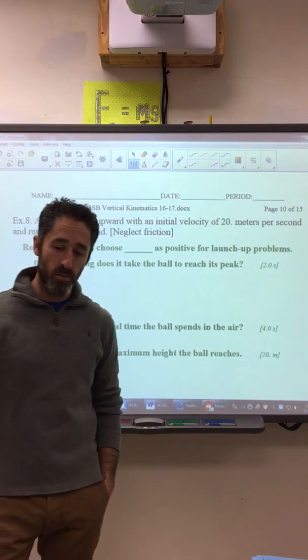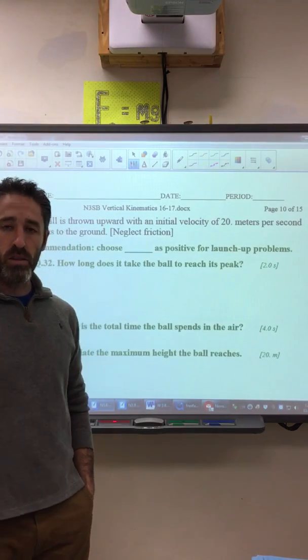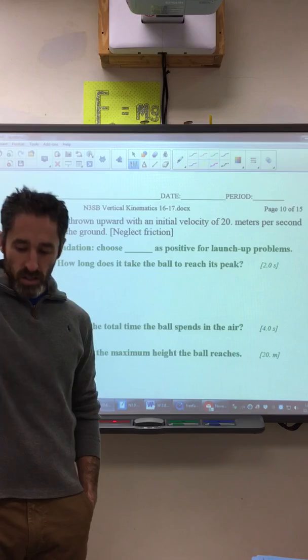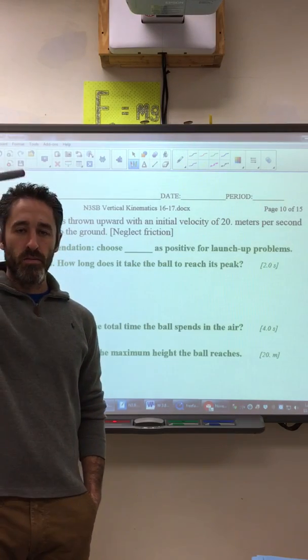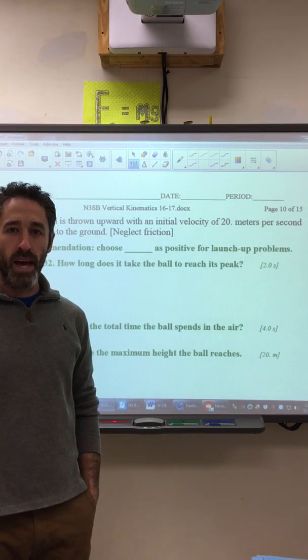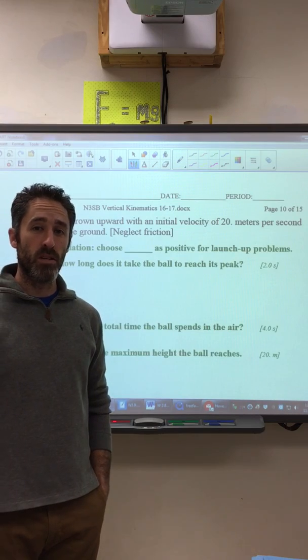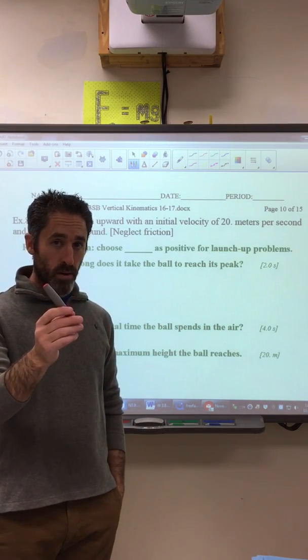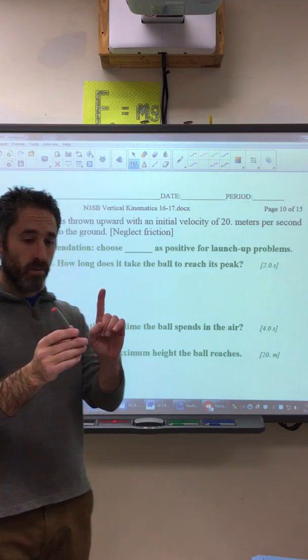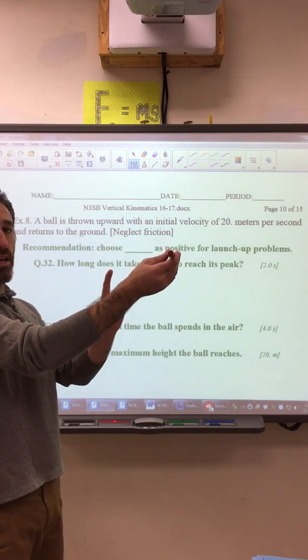Now we have the throw down problem. The acceleration, once it leaves your hand, down. The displacement, down. The velocity the entire time, down. Made sense to call down positive. But now we have the throw up. And let's think about the throw up at first. We throw this thing up in the air.